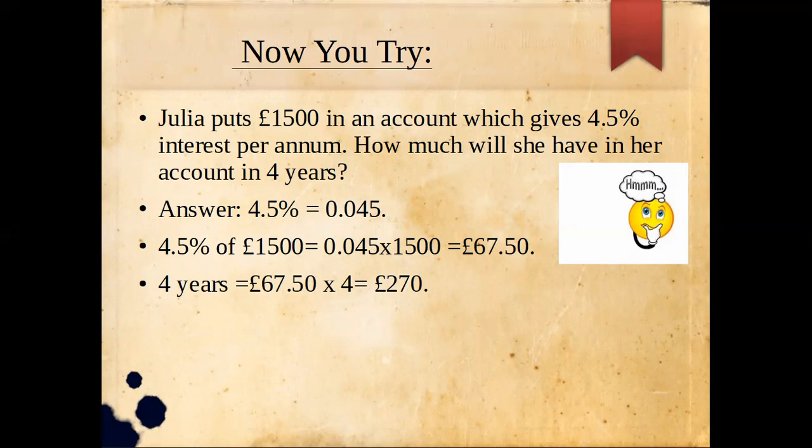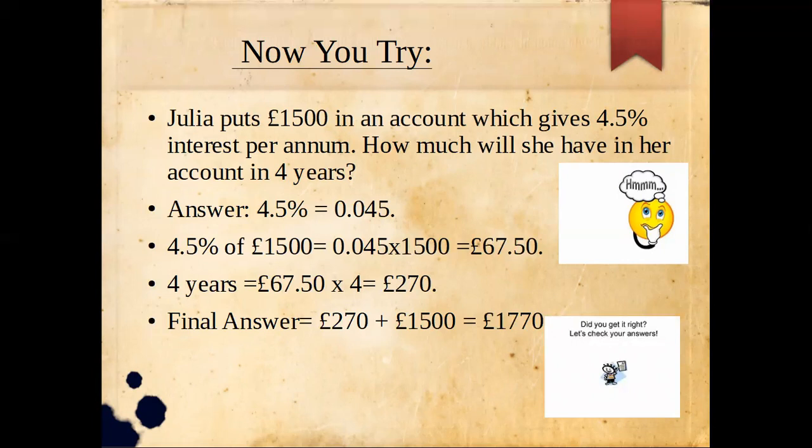The question is asking us how much will she have in her account in 4 years. So what we need to find out is how much she'll have in interest, and then we have to add it on to the original amount, because it's asking us how much she will have in her overall account, not just the interest. So by the end of 4 years, she'll have £270 interest plus the original amount, which is £1,500. So at the end of 4 years, she'll have £1,770. Hope you got that right, and good try if you did.